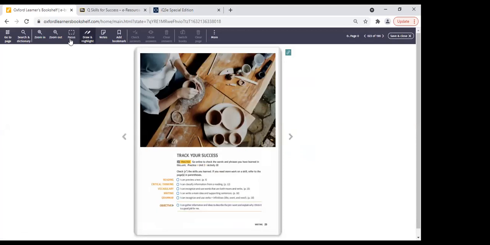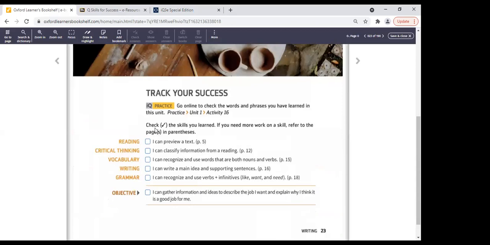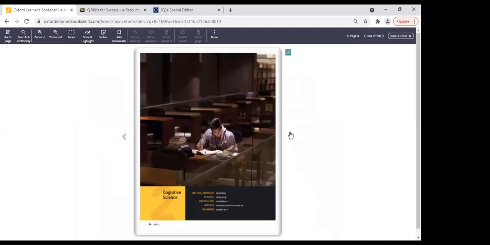At the end of every unit, so if you look at the end of unit 1 on page 23, you'll see they have a checklist to see if you have understood everything in this unit. You can look over this by yourselves, and think, okay, on page 5, am I able to review a text? Yes, tick. On page 12, we looked at critical thinking. Can I classify information from a reading? Tick it if you can. Ideally, you want to be able to tick every box. So this is tracking your own success.